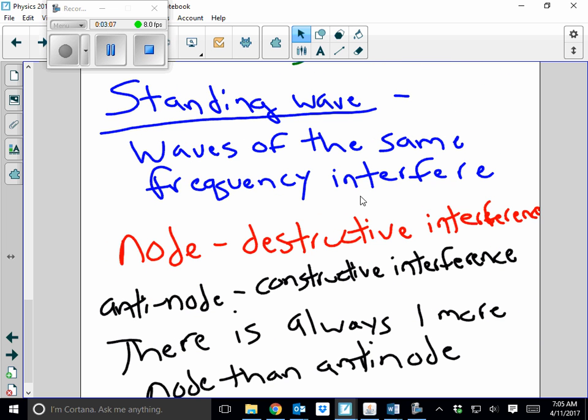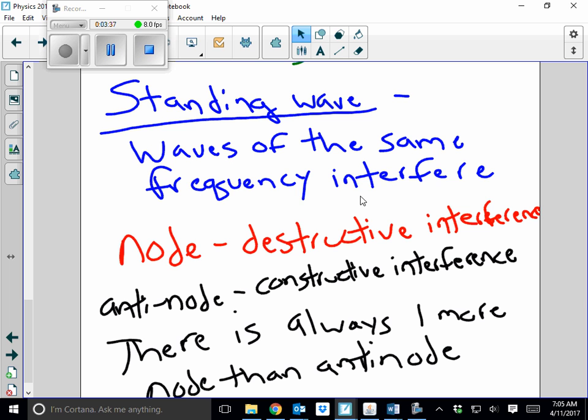The reason I want to say all that is because now we're at something called a standing wave. A standing wave is waves of the same frequency interfering with each other. And since they're the same frequency, when they interfere, it makes it look like the wave is, quote unquote, standing still. So you can actually see the waveform, because most of the time when you send the energy down, you really just see the wave moving. You don't see necessarily the wave itself.